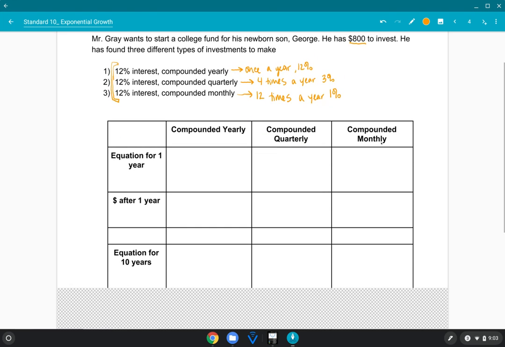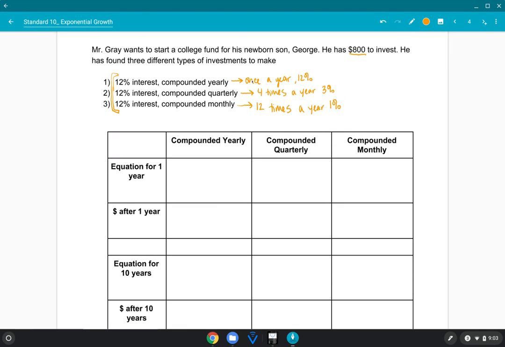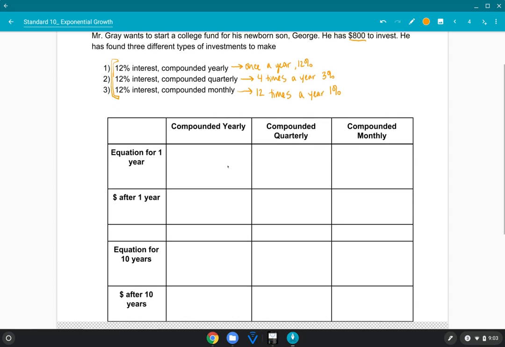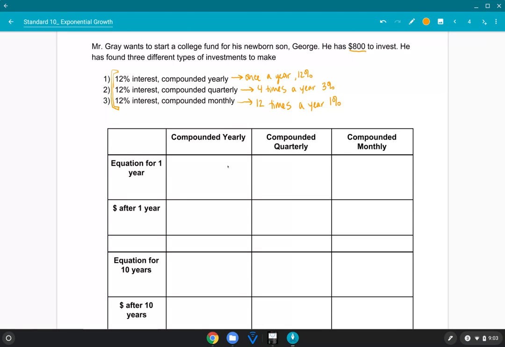I wonder which one's going to make the most money. It seems to me like the once a year being 12% would make the most money over time, because even though you're compounding interest 12 times a year, it's only 1% each time. Let's see what happens. This is how we do this. This is going to be a little scary. You're going to be fine.